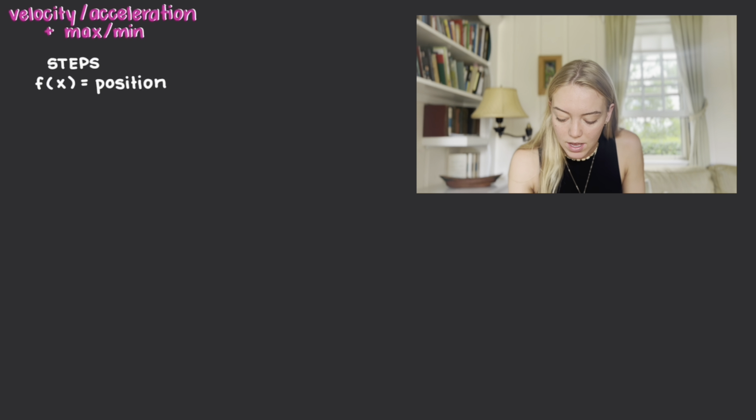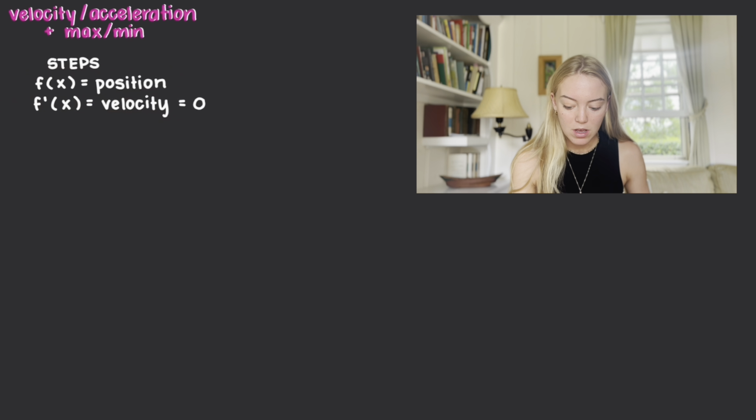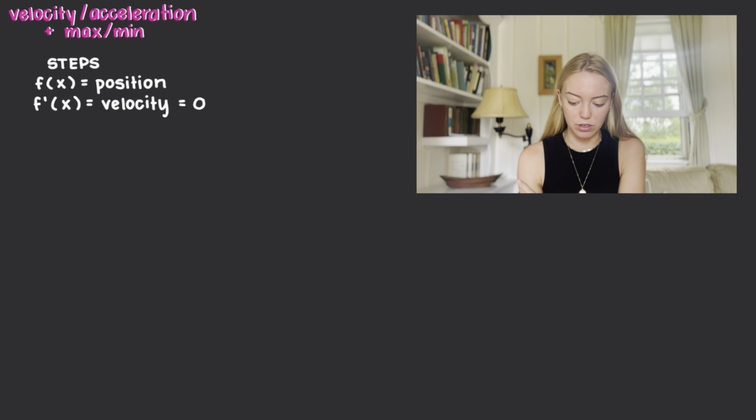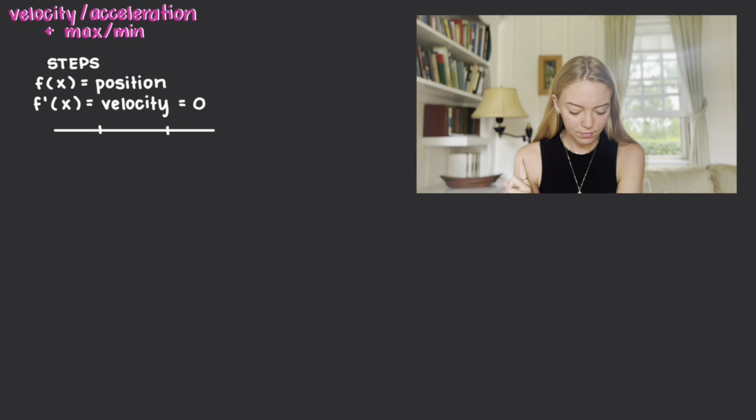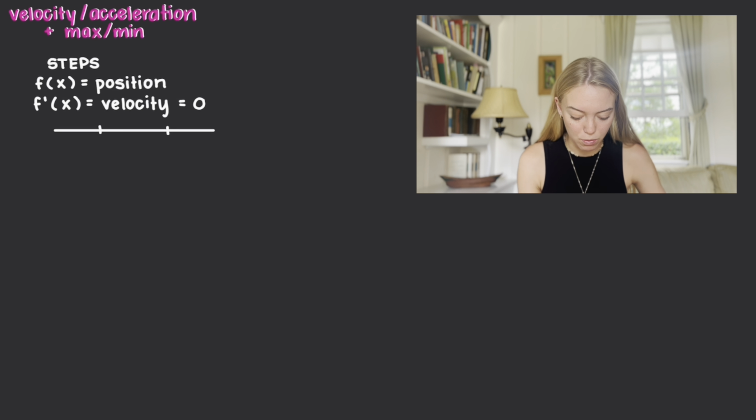Critical values is what happens when you take those critical points and you plug them back into the position function, not the velocity function, the position function. Okay. So you have your critical points. Now what do you do? You draw your number line. And now you're going to plug in numbers in between the critical points back into the velocity function to see if they're positive or negative. The critical points tell you where the maxes and the mins are.